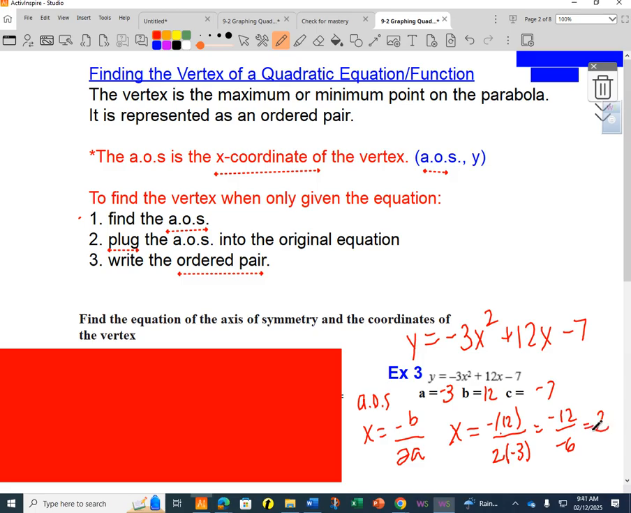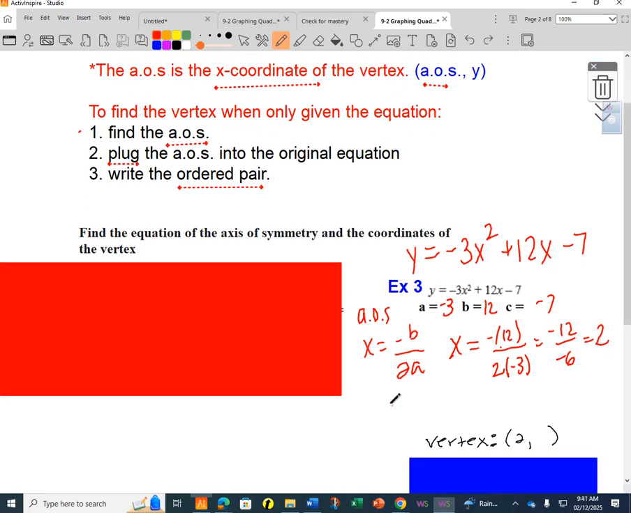The axis of symmetry is not always 2. Ours coincidentally has been 2 twice now, and one time a negative 2. They're all different. They're even fractions and decimals. The opposite of 12 is negative 12, yeah. So negative 12 divided by negative 6 is a positive 2. So our axis of symmetry is x equals 2.